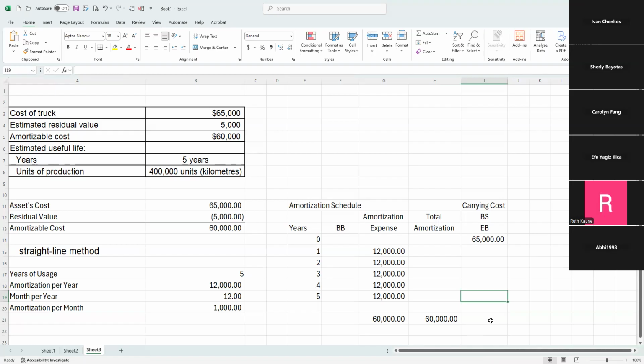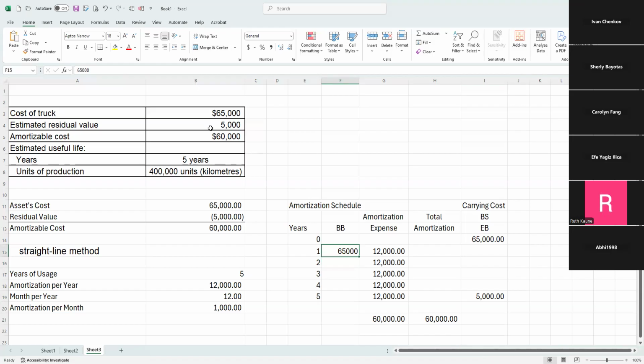5,000. Do I know that amount before you even start doing the calculation, the amortization schedule? Yes. So there's nothing hidden here. So that cost will be negative of that one to make it 5,000. So what do I have to do? I just have to fill the gaps. So here I'm going to have 65,000.